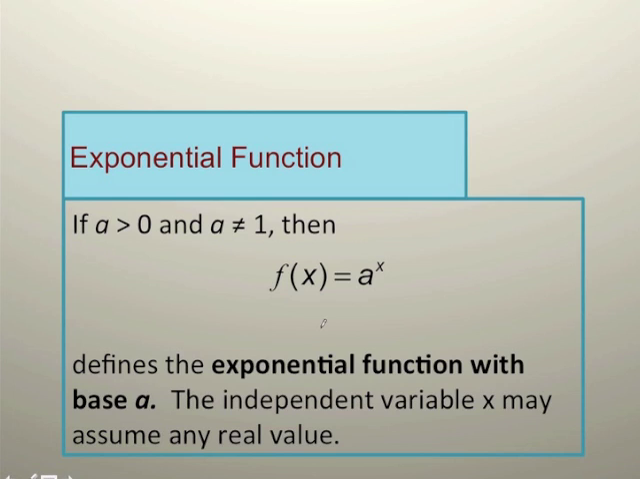So the exponential function. If a is greater than 0 and not equal to 1, then f of x equals a to the x defines the exponential function for base a. The independent value x can be any real value. This is base a. Notice a cannot equal 1. Well, do you know why? The reason is if a was 1, 1 to any power would still be 1, and so it would not be a one-to-one function.